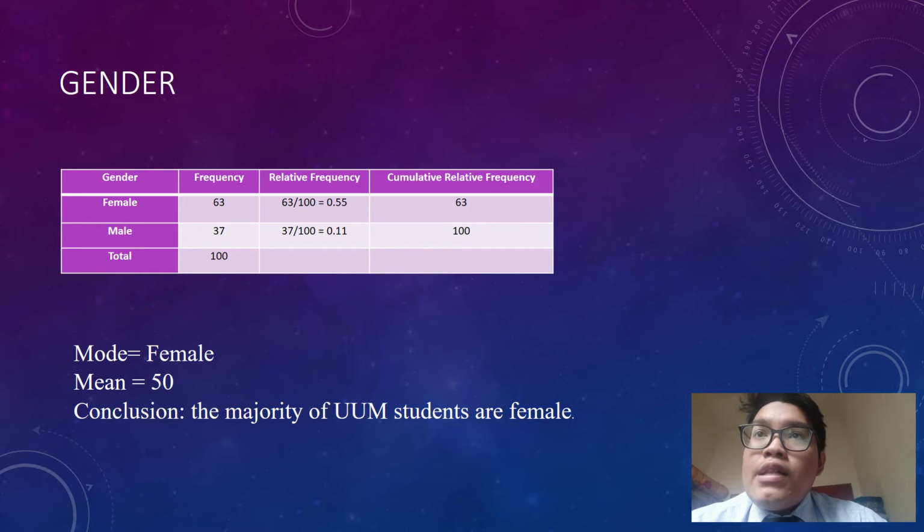For the cumulative relative frequency, 100 minus 37 for male, and we get the female number. The mode is female, which is the majority of our respondents, and the mean is 50. So the first conclusion is the majority of UUM students are female.